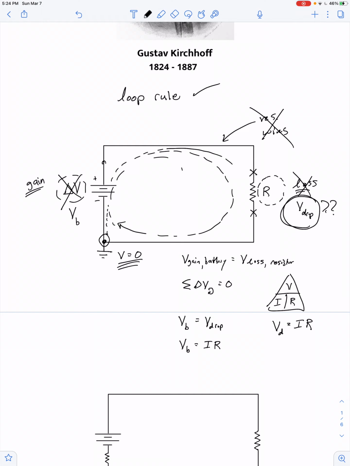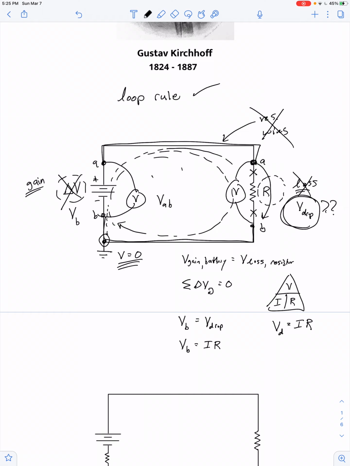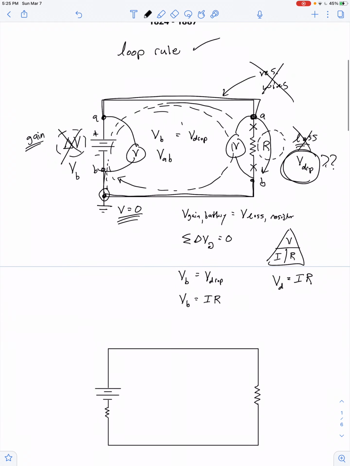Of course, if I say the positive terminal of the battery is point A and the negative terminal is point B, well, that means this side of the resistor is also the same electric potential as point A, and the other side of the resistor has the same electric potential as point B. So whether I hook a voltmeter up across the resistor or across the battery, in both cases it's just reading what we call V_AB. So the voltage of the battery and the voltage drop across the resistor must be the same thing. Okay, pretty straightforward.